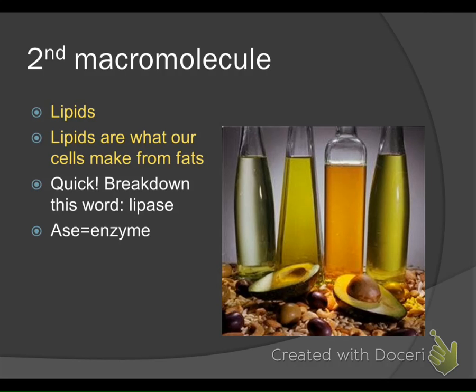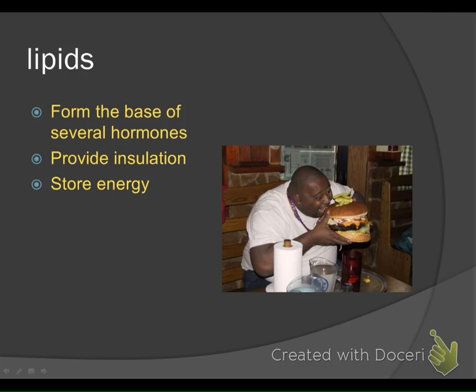So this is slide number 8. It's found in things like oils. Meats also have fats in them. What do we use it for? We use it to make our hormones, provide insulation, and store energy. Your hormones are actually made from fats.